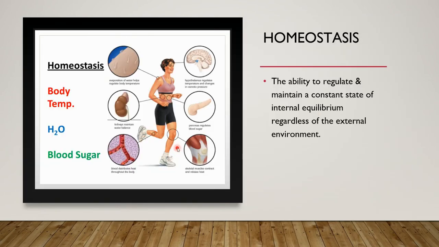Homeostasis is the next term. Homeostasis is just the ability to regulate and maintain a constant state of internal equilibrium, regardless of what the external environment is doing. An example of this would be when you go outside and you begin to raise or increase your body temperature by exercising, the sweat glands start to secrete water and salt. This, in fact, causes evaporation of the water off of your skin, thus lowering your body temperature. The reverse of that would be when you go out into a cold environment and your body temperature decreases, you begin to shiver.